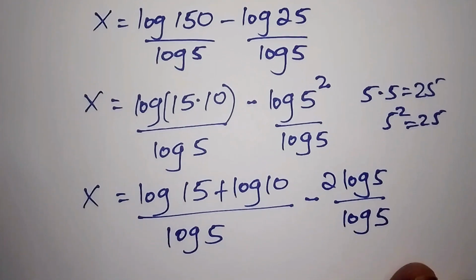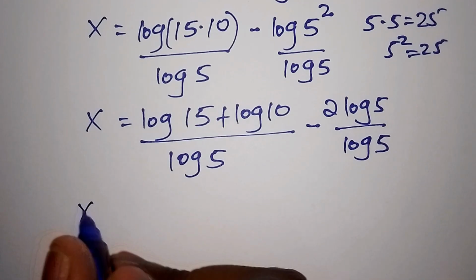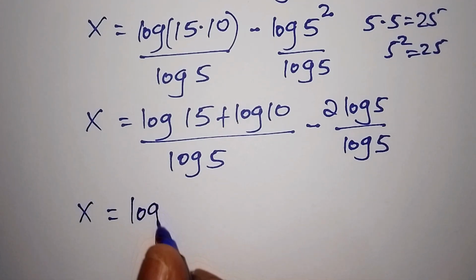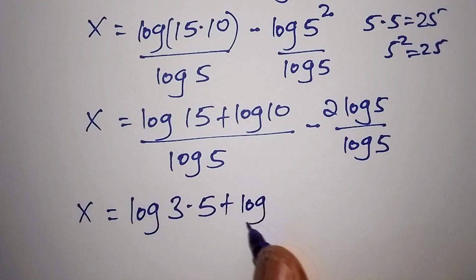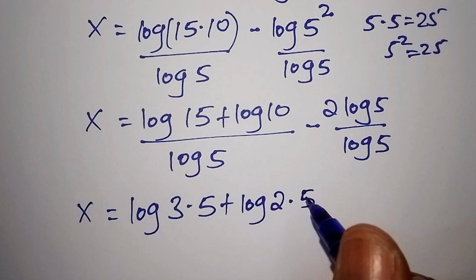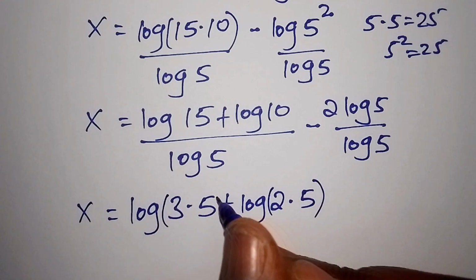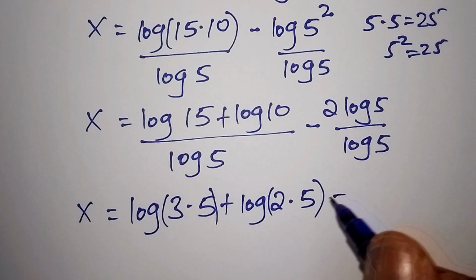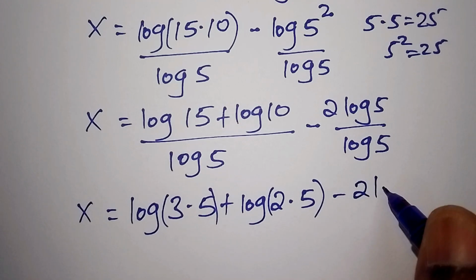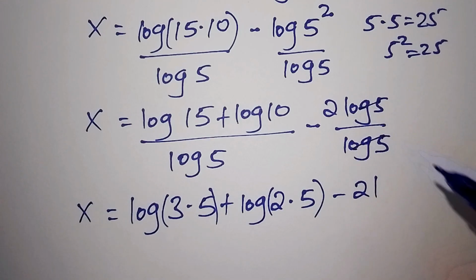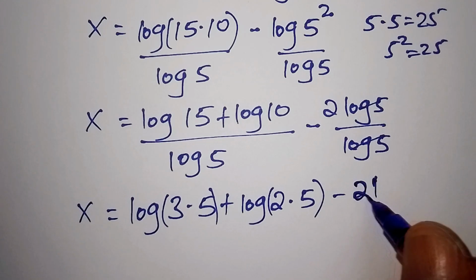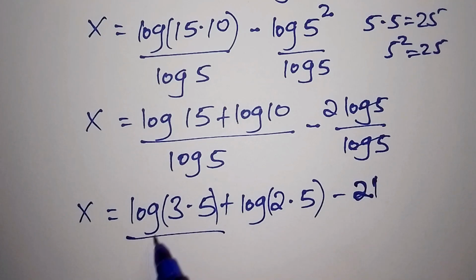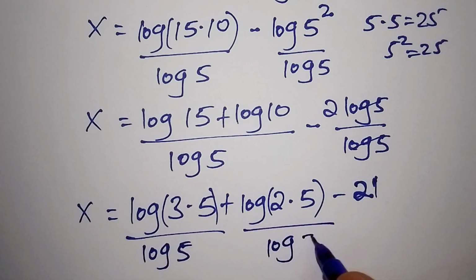Next, the value of x is equal to, so log 15 can be written as the log of 3 multiplied by 5, plus the log of 10, which can also be written as the log of 2 multiplied by 5, in brackets, minus 2 log 5. Here log 5 and log 5 cancel, so we remain with 2. Then the first part is all over the log of 5, and the second also all over the log of 5.